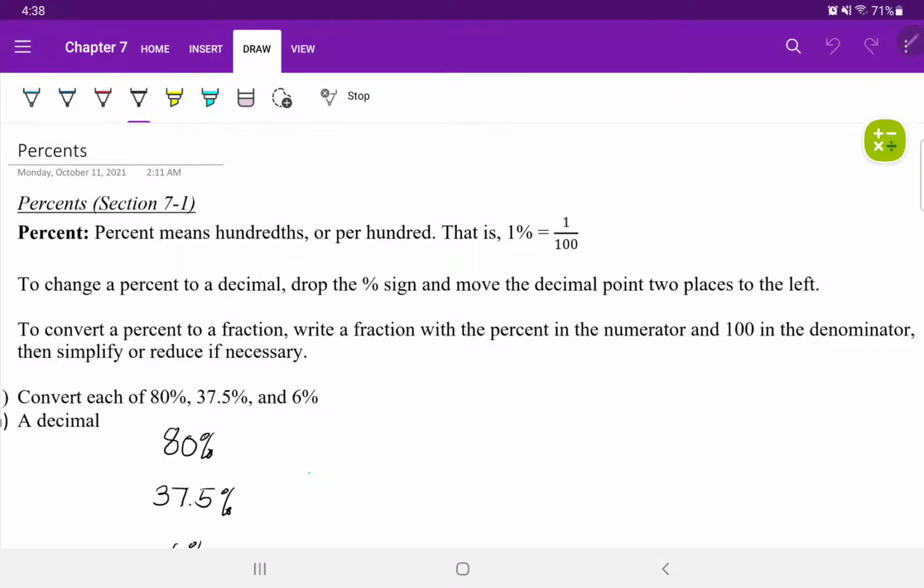Hello, class. Welcome to my lecture on percents, which is chapter 7, section 1. And in this lecture, we're going to be focused on percentages and the applications of percentages. What is a percent? Well, a percent means hundredth or per 100. That is, 1% equals 1 over 100.